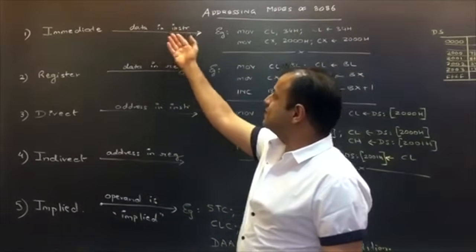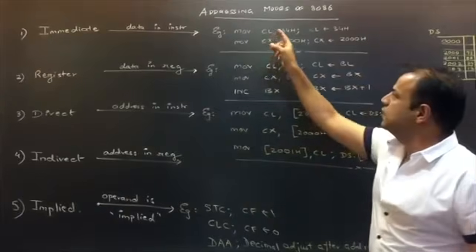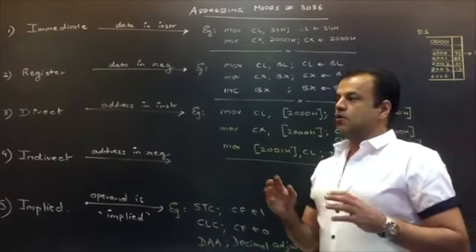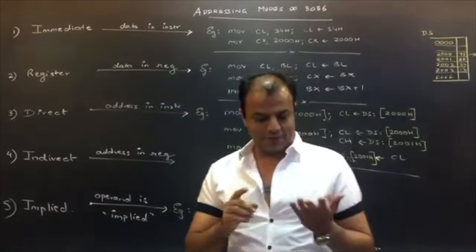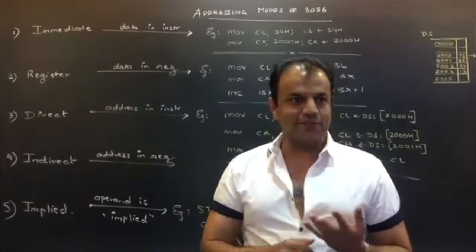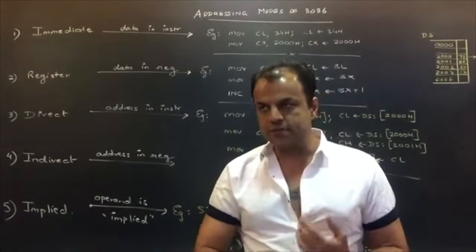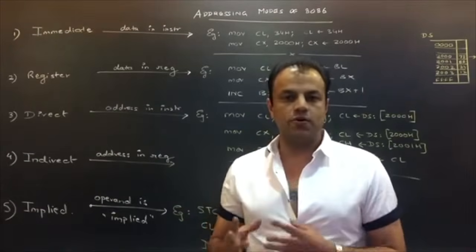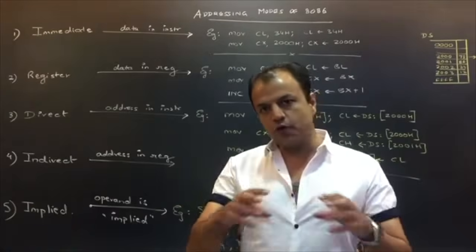As I said, data is given in the instruction. Example, MOV CL, 34. Before I say all this, to understand this answer, you need to know 8086 architecture, you need to know what segmentation is, and you basically need to know what registers are. I have videos for all of them.